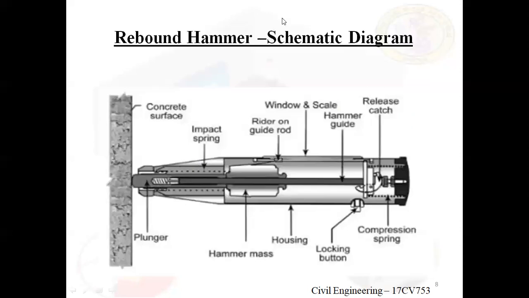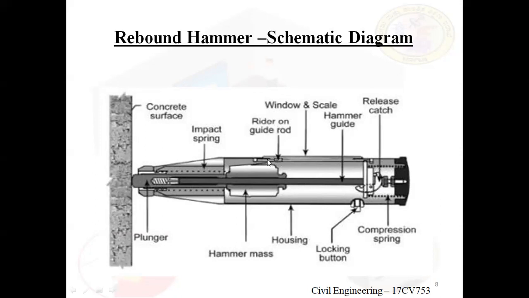Let us see the longitudinal section of the rebound hammer. Earlier I showed the rebound hammer machine from outside. Here, this is the concrete surface on which we have to conduct the test. Coming from this side, this is the total body and this is the impact spring. There is a spring attached here, the rider on the guide rod.